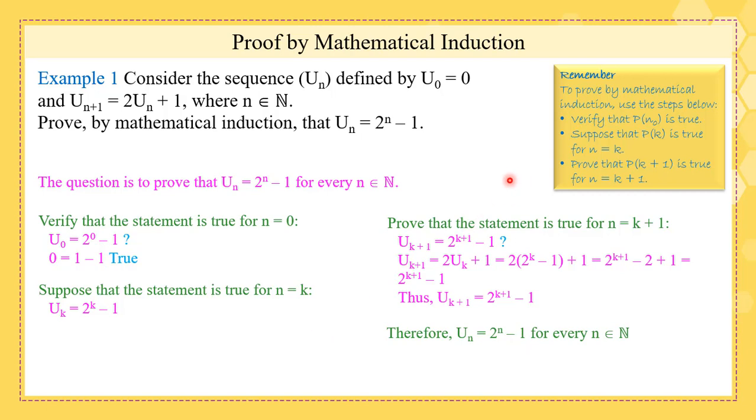So, again and again, to prove by mathematical induction, we have 3 steps. The initial step, P of n0, in this case was u0, and then we have the supposition. We suppose that the statement is true for n equals k, and we prove it for n equals k plus 1.